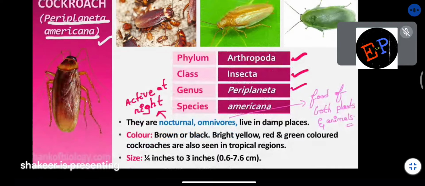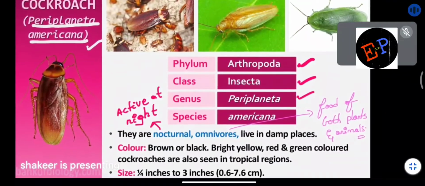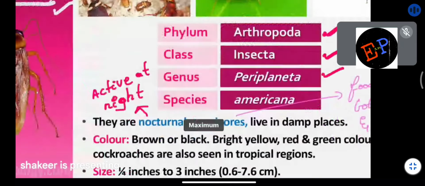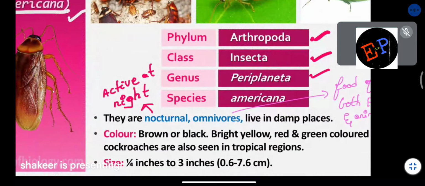So they are nocturnal organisms. What is meant by nocturnal organisms? They are very active at night times. That is called nocturnal. Okay? They are very active at night times, that is, the searching for food happens at night time. That is called nocturnal.